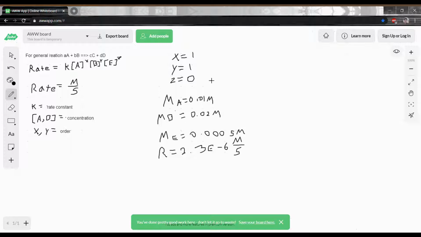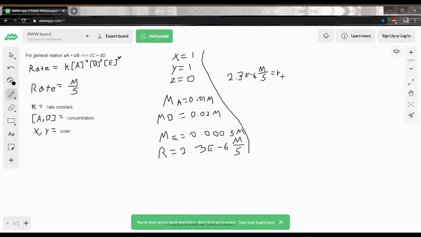Probably should have distributed my values up here to give me more room to work, but that's okay. We are going to write that our rate, 2.3 e to the negative 6 molarity per second. Units are important. Make sure you keep them in. You'll see why in a bit.